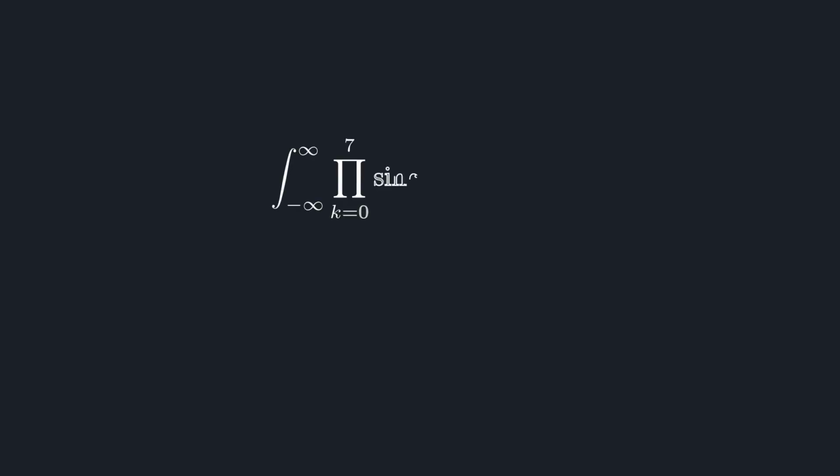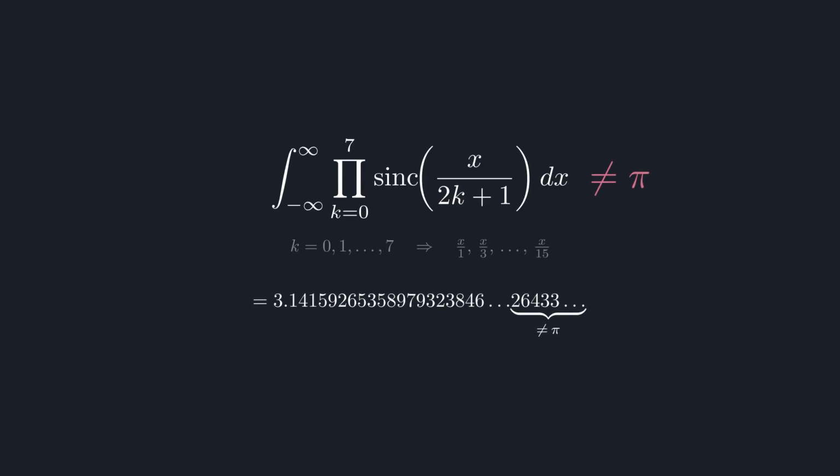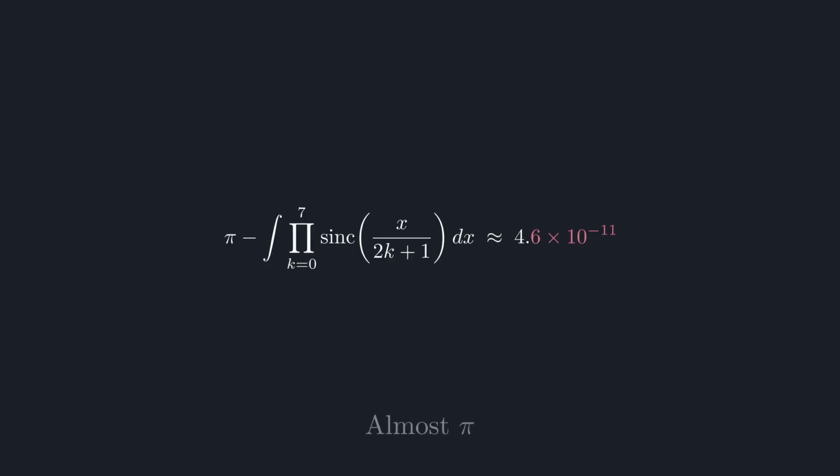Now multiply by sinc of x over 15. Integrate, the answer is not pi. It differs from pi after the 10th decimal place. The difference is approximately 4.6 times 10 to the negative 11th. Almost pi. Unimaginably close, but not pi.